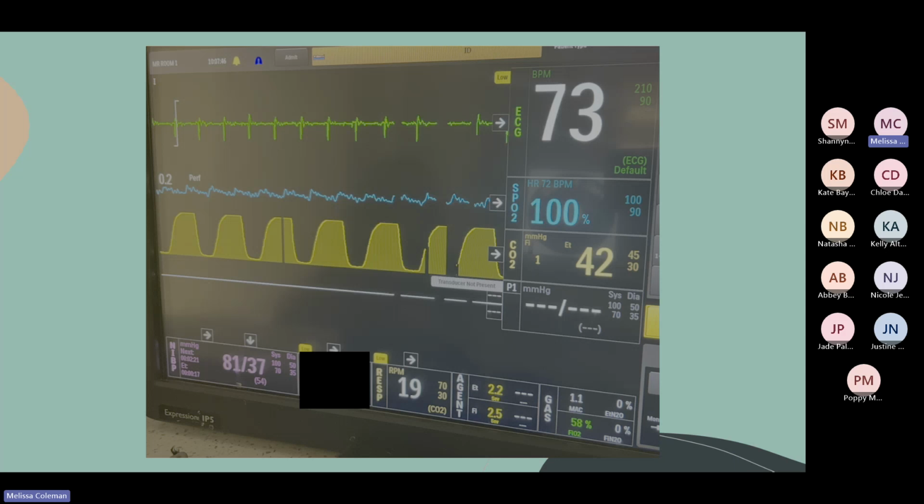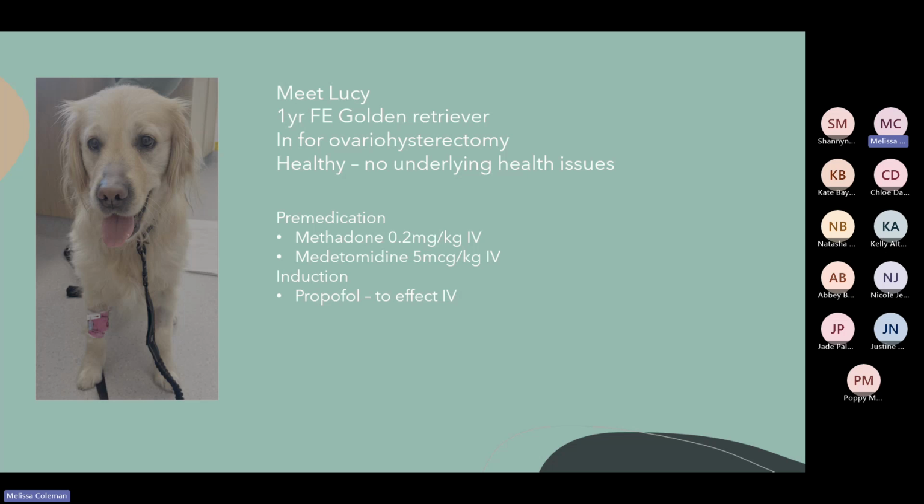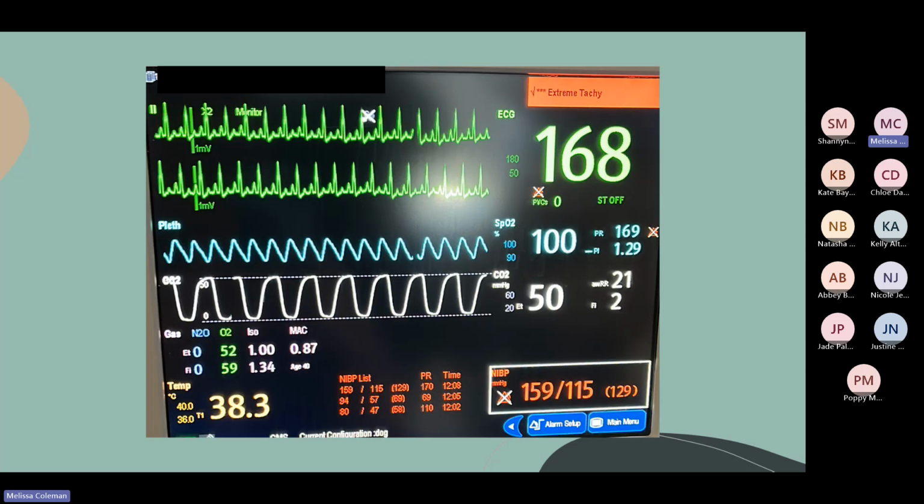And then this is now our screen. So we have a heart rate of 168, and we've got a great blood pressure of a systolic of 159 and our mean of 129. So we fixed it. Yeah, that's great. Do you think we need to do anything else with this cat?